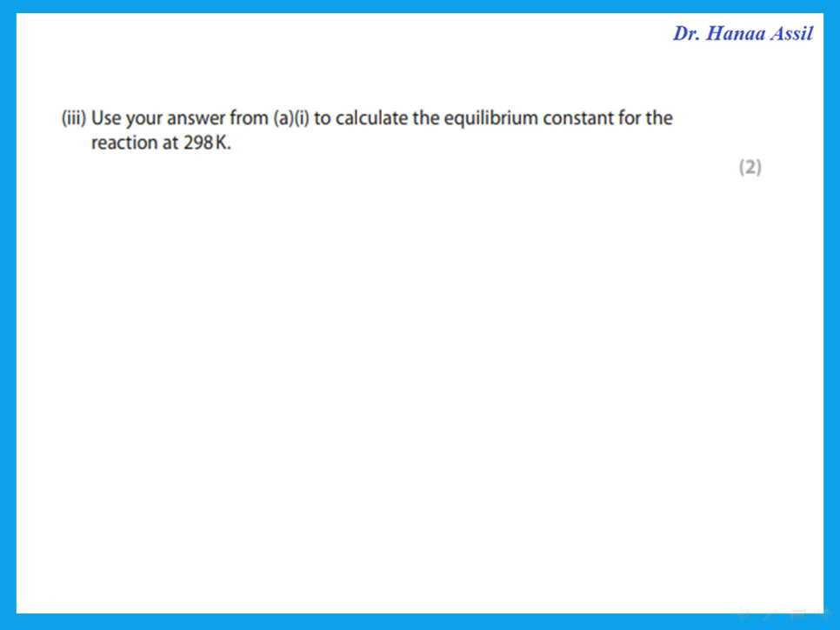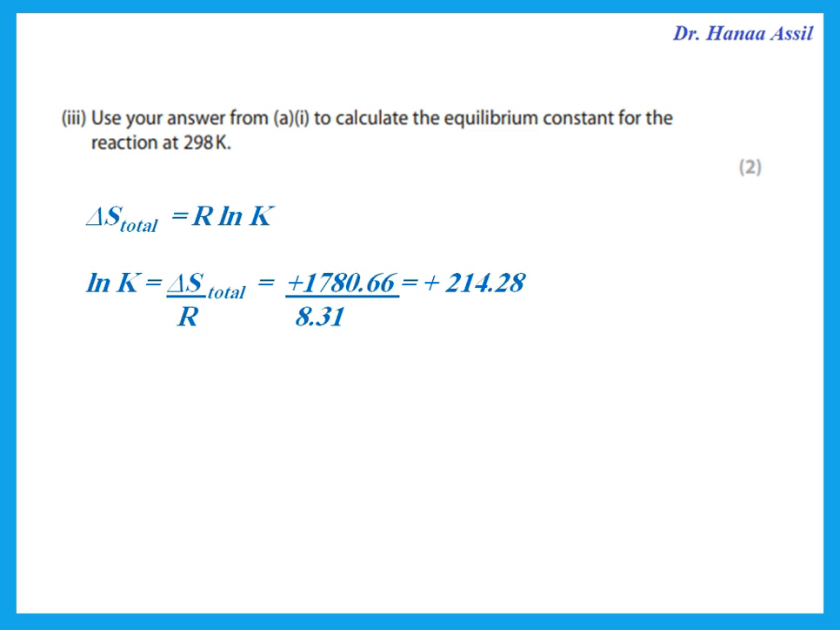Use your answer from this to calculate the equilibrium constant. That is from the delta S total. He already gave me the delta S total over there. We calculated it actually. Over R, you should remember that R is 8.31. This gives me the natural log of K. If I do the inverse of that, it gives me the equilibrium constant.